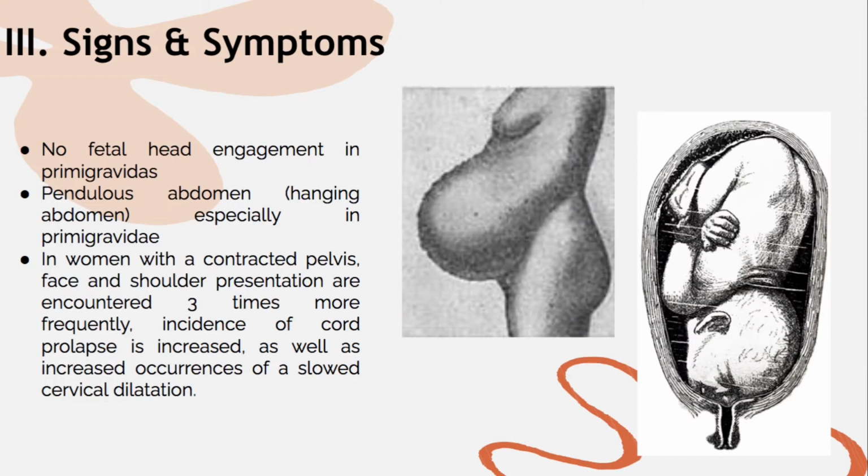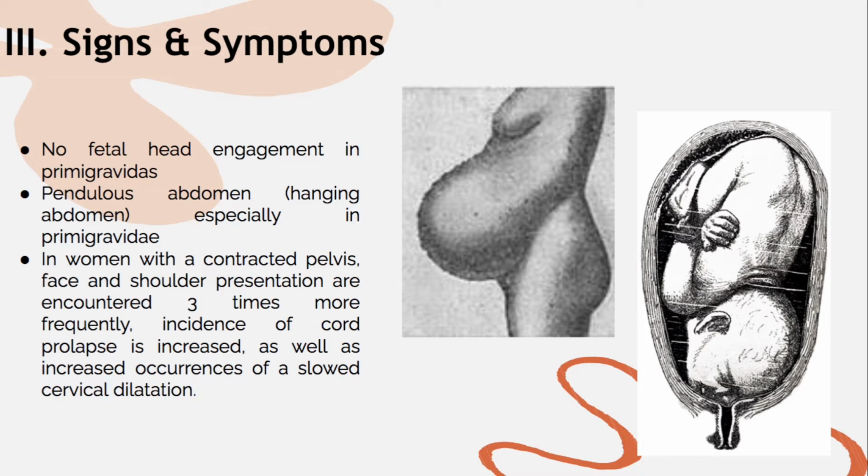For signs and symptoms of inlet contraction, the following may be observed. If the fetal head engages during the 36th to 38th week of pregnancy, then the pelvic inlet is adequate. If there is no engagement in primigravidis, however, then either a fetal abnormality or a pelvic abnormality should be suspected. A pendulous abdomen is suspicious of inlet contraction, especially in primigravidae. So a pendulous abdomen looks like this picture on the left, with the abdomen hanging out.